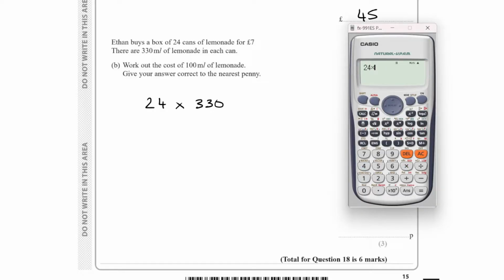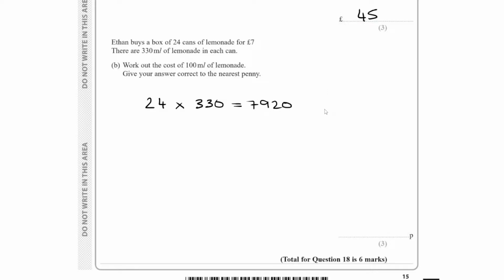And again, there are different ways to do it. You might do it in a different order than the way I've done it. What would I think to do? Maybe I would work out how many millilitres of lemonade I have in total. So one can is 330, but I have got 24 cans. So maybe I would times 24 by 330. 24 times 330. No, not by 33, 330. Okay, so in total I have 7,920 millilitres of lemonade. That's how many I have in total, and that cost £7, didn't it?